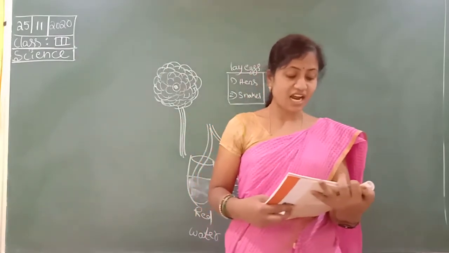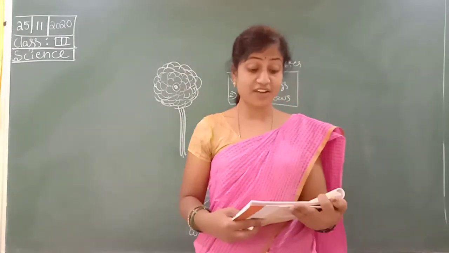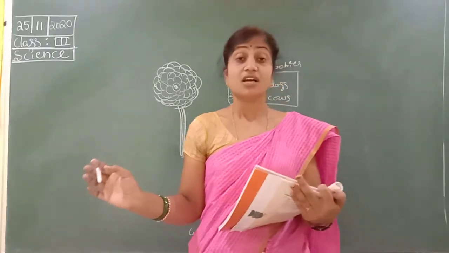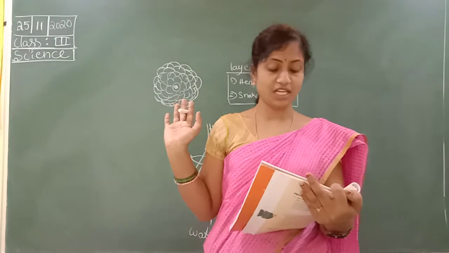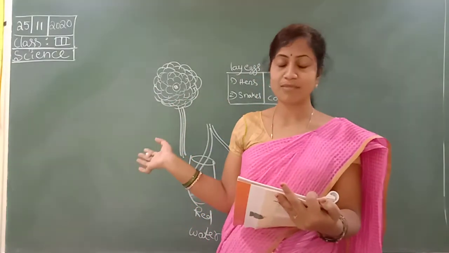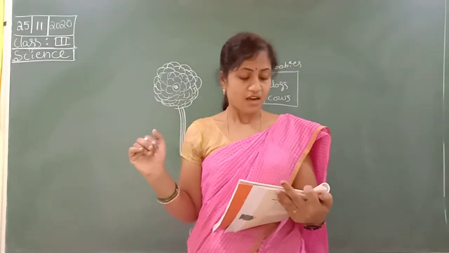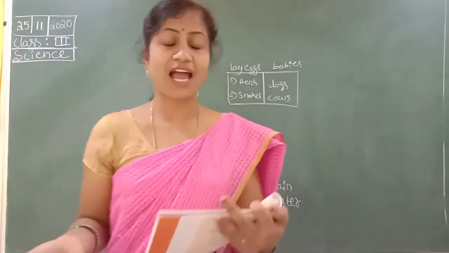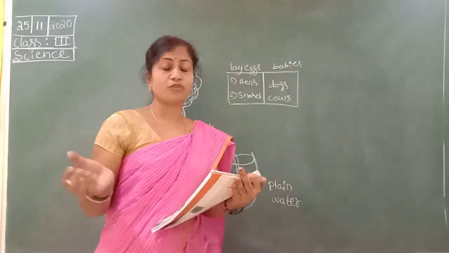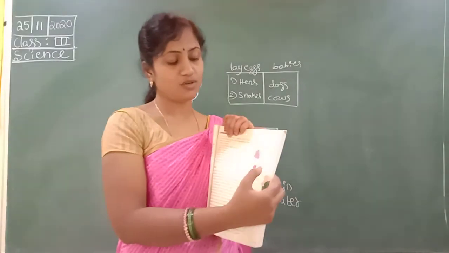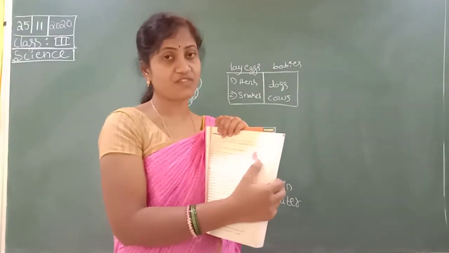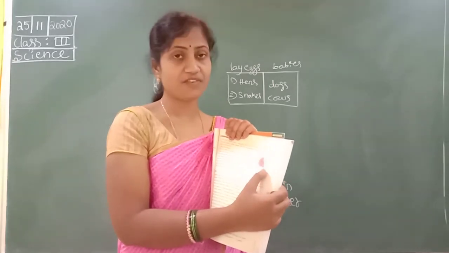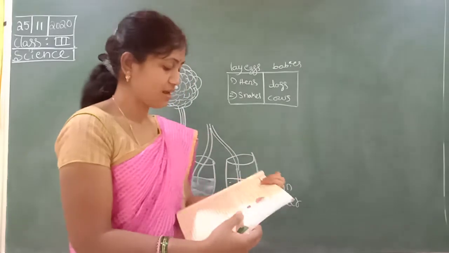Leave it undisturbed for a few hours. Don't disturb the stem of the flower. What do you observe? Write in your notebook what you observed. What happened is that half of the flower turned red in color.